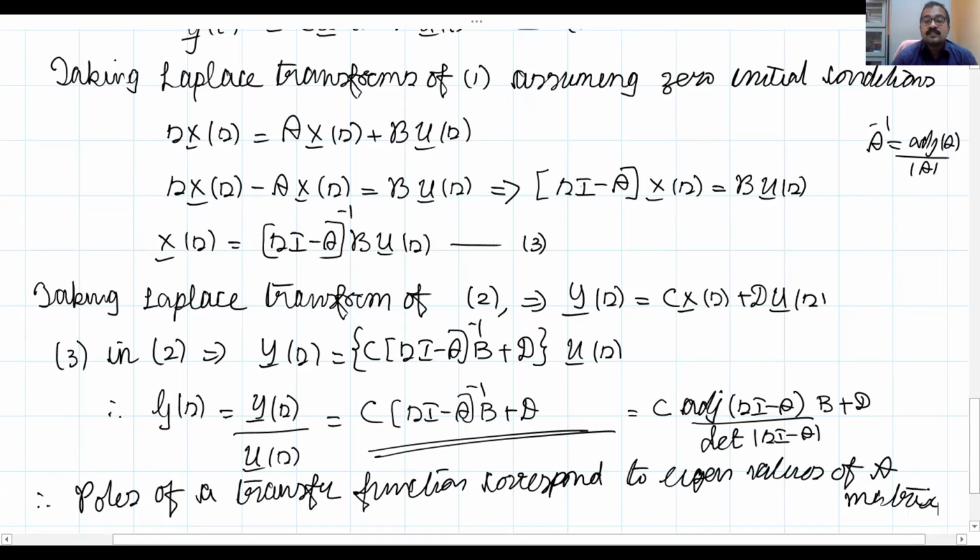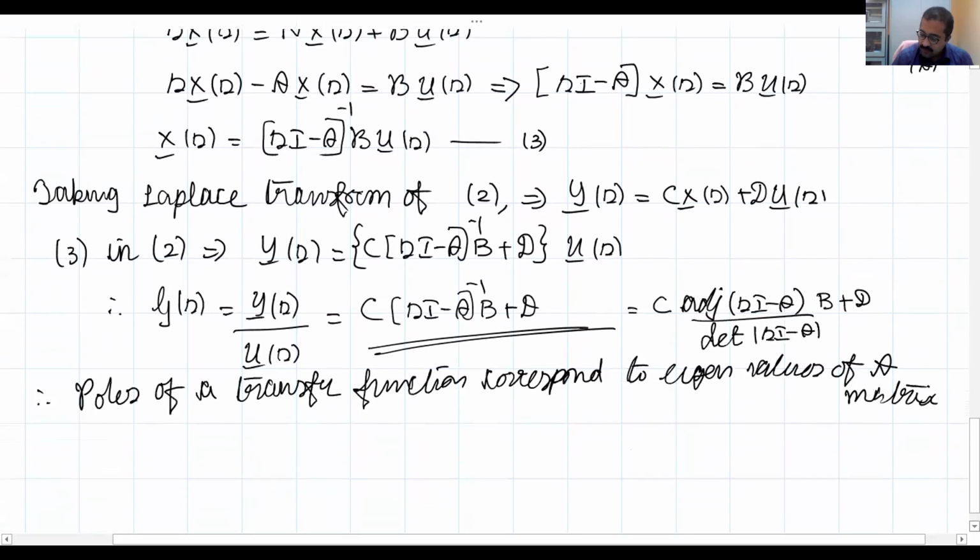Okay, so determine sI minus A. The determinant of sI minus A corresponds to the characteristic equation. Poles are given by the roots of the characteristic equation, right? Similarly, the eigenvalues, from the determinant of sI minus A, will give you the equivalent of the transfer function poles. Okay, let us try one example.